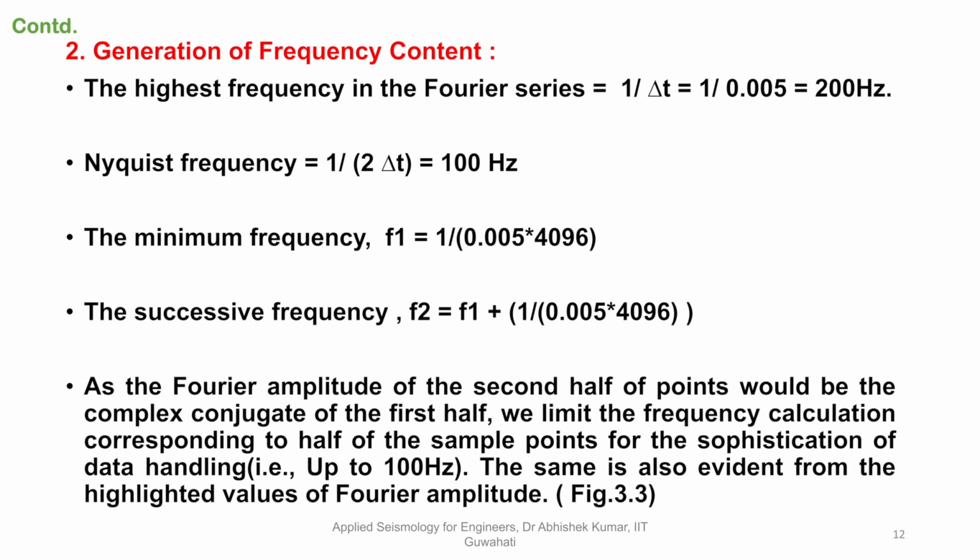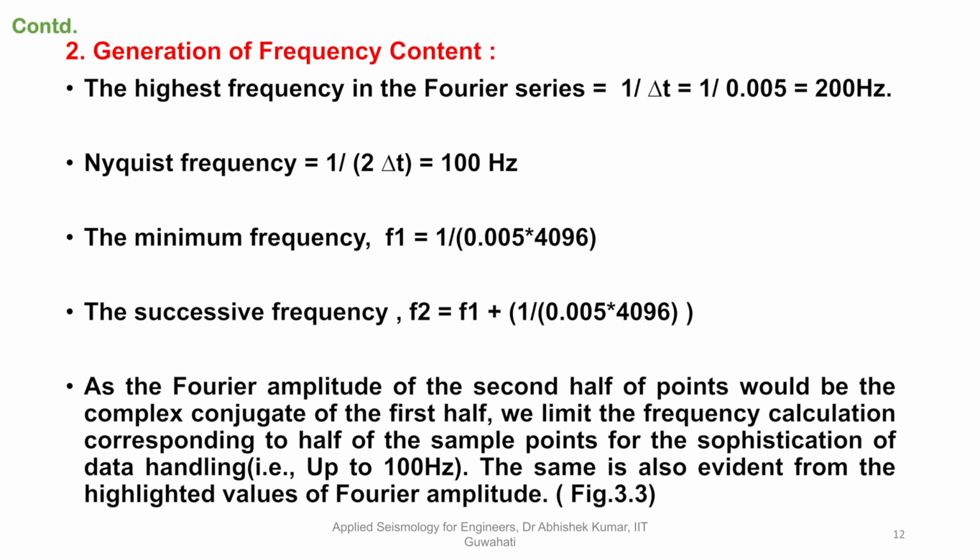So, generation of frequency content as discussed earlier also, the highest frequency content you can find out corresponding to 1 over 0.005, that is going to give you 200 hertz. The minimum frequency content you can find out based on the time interval taken and 4096 maximum or upper limit of the points, and that is how you can find out more number of points.